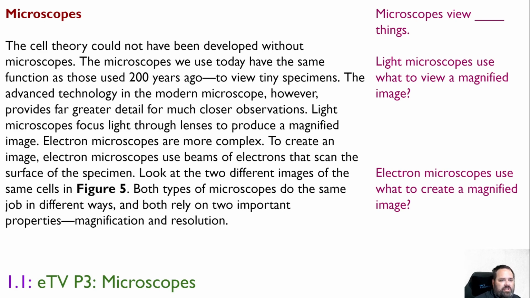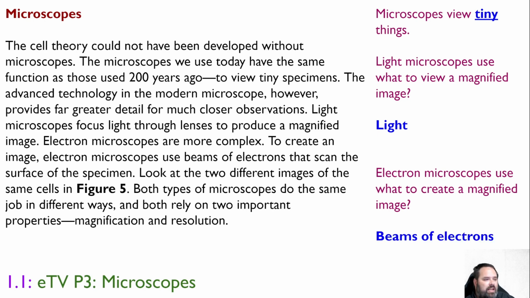The answers to these questions are: microscopes view tiny things. Light microscopes use light to magnify an image. And electron microscopes use beams of electrons.